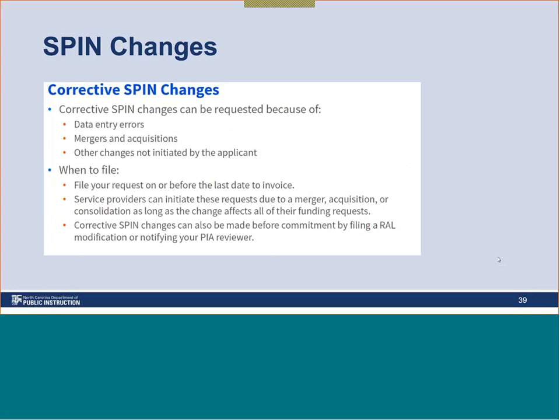So a corrective spin change can be requested, as I mentioned, from mergers and acquisitions. Data entry errors. We all know there's like 1,000 Verizons out there, 1,000 Comcasts if we pick the wrong one. And other changes that you did not create. So you have to think about what happens in the vendor world, so to speak. It also could be other carriers, you know, lost the ability to provide those services. So something that you did not create. When do you file them?